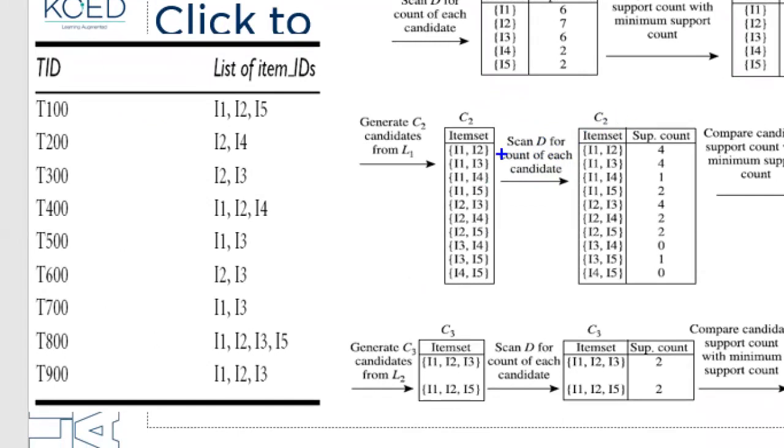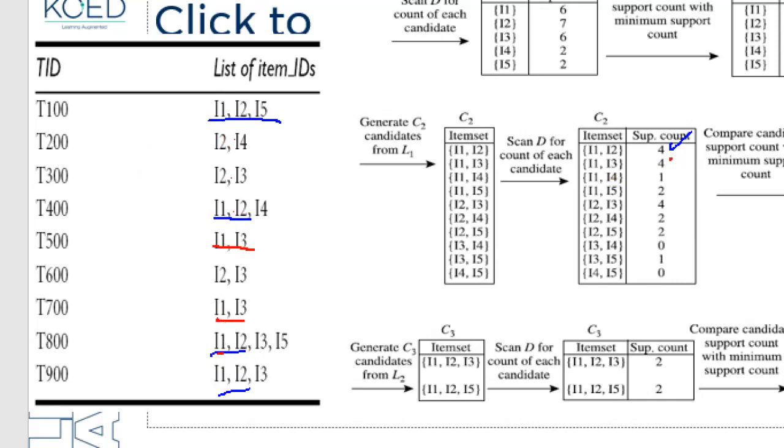In C2, I have to add a support count. So I have to scan how many times I1, I2 occurs. I1, I2 occurs one time, two times, three times, four times. Then I1, I3. I1, I3 occurs one time, two times.